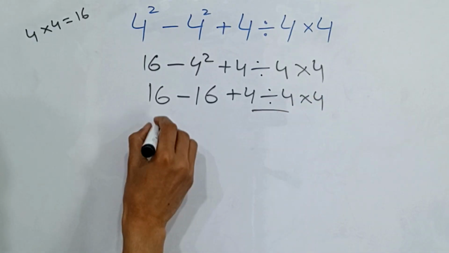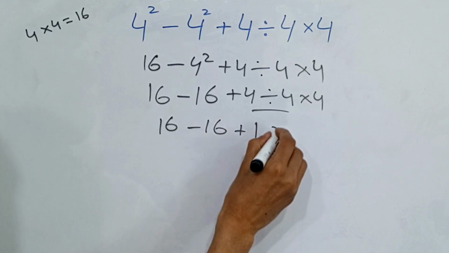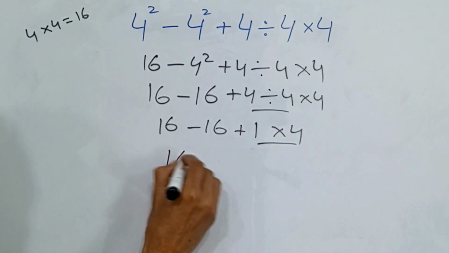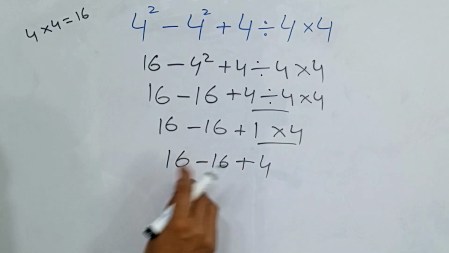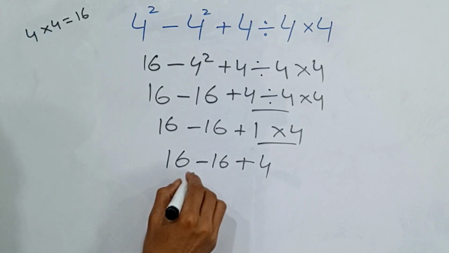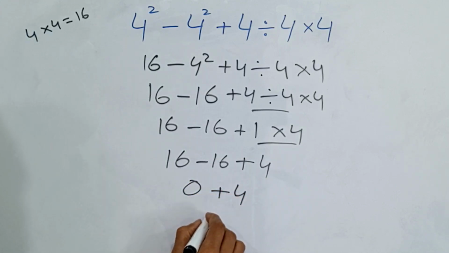Now divide first, right? 16 minus 16 plus 4 divided by 4 equals 1 times 4. Now multiply first. 16 minus 16 plus 1 times 4 equals 4. Now addition and subtraction from left to right. So 16 minus 16 equals 0 plus 4 and 0 plus 4 equals 4.